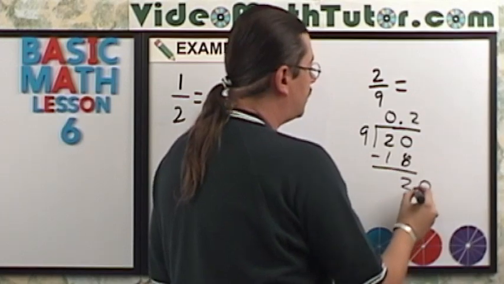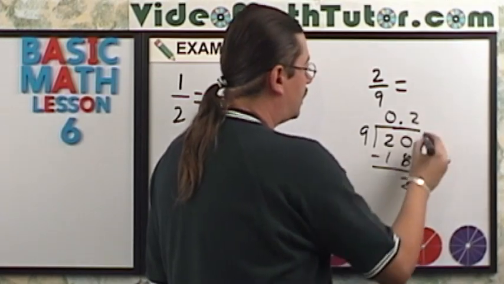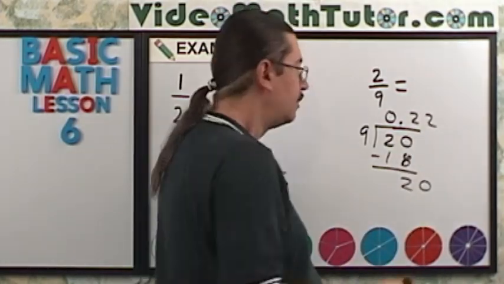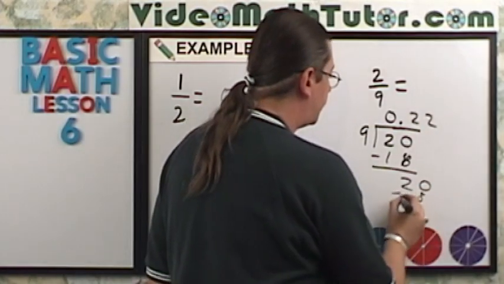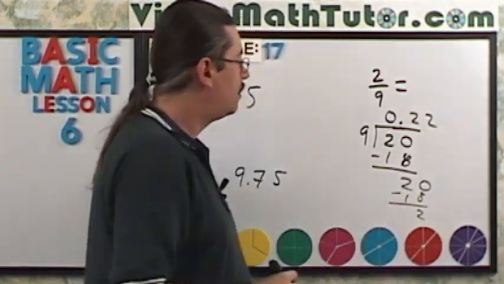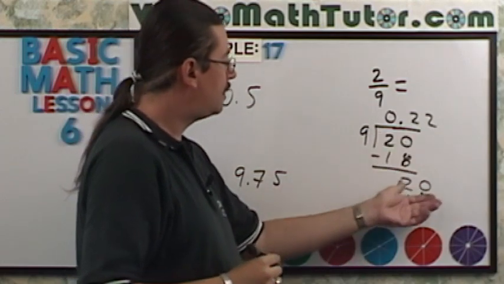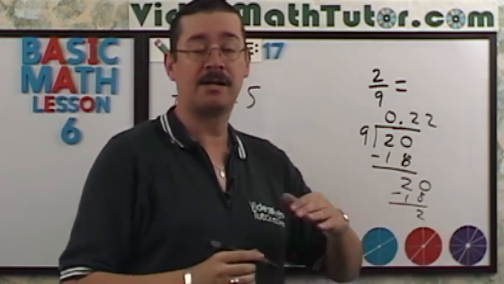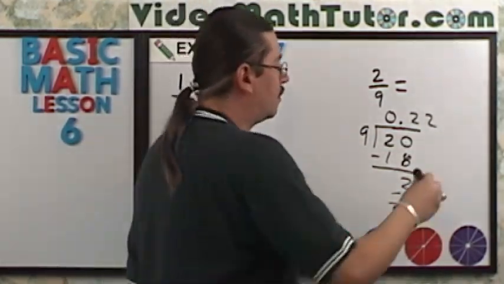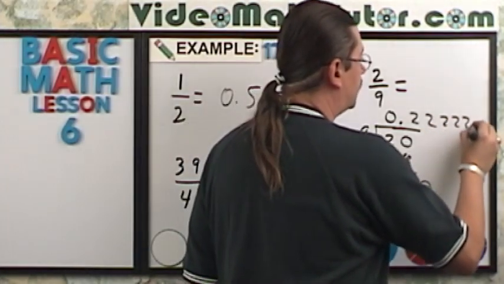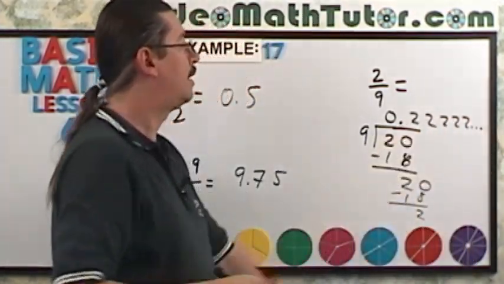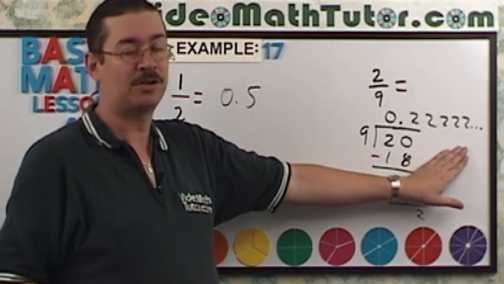Now let's add on another 0, which means 9 into 20 is 2, and I'm going to get 18. Deja vu, we keep getting this 20 minus 18, 20 minus 18. This is going to be a 20 minus 18 forever. So we're going to get 2 and 2 and 2. This is not a terminating decimal.